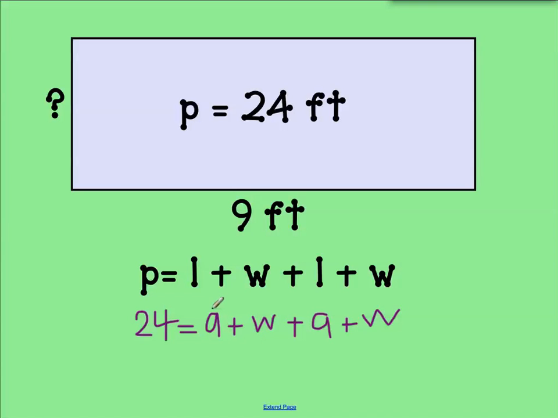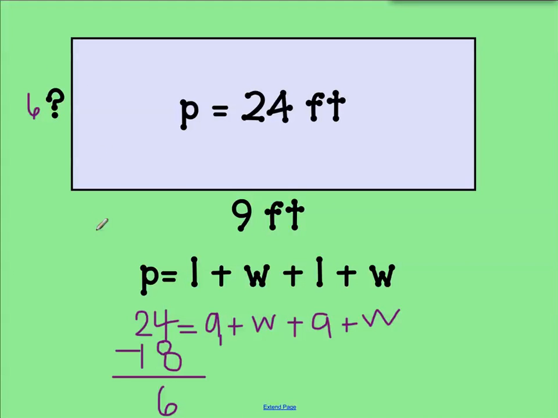So what I'm going to want you to do is take what you know, and we know 9 plus 9 is 18, and subtract it from the total perimeter. And you will find that you have 6 left over. Now, here's a common mistake that students make. They think that the width is 6. And if I were going to make the width 6, if I checked my answer, 9 plus 6 is 15, plus 9 plus 6 would be 30. 6 is too big to be my perimeter.